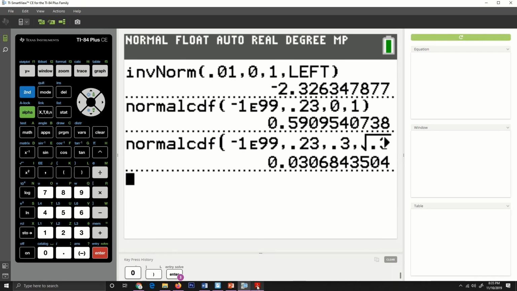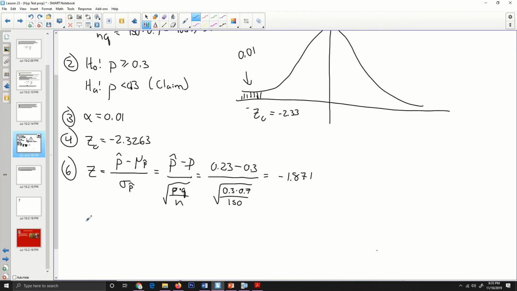And so let me pull that back up. We could also go inverse norm. No, come on, get with it. I got these all going wrong, and I'm sure I'm confusing you, and I apologize. Normal, and just real quick, we're trying to find an area, and when you're finding an area, it's the normal cumulative distribution formula, and I apologize.